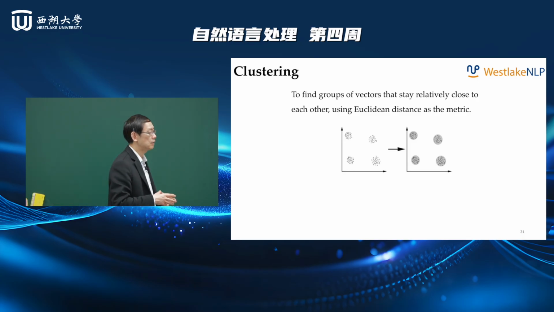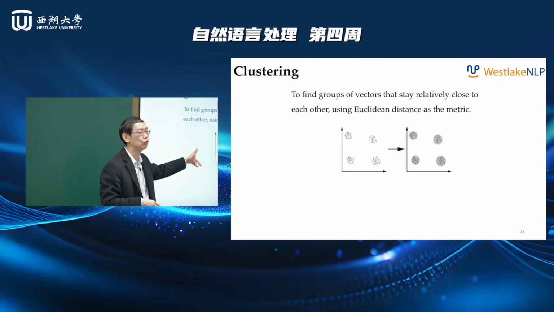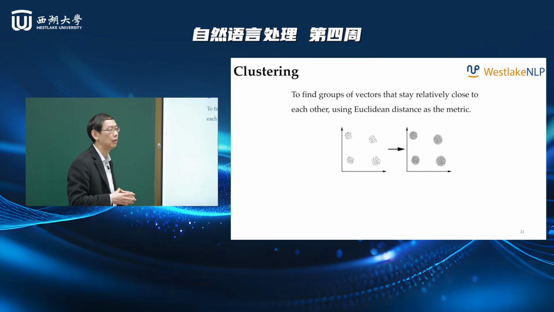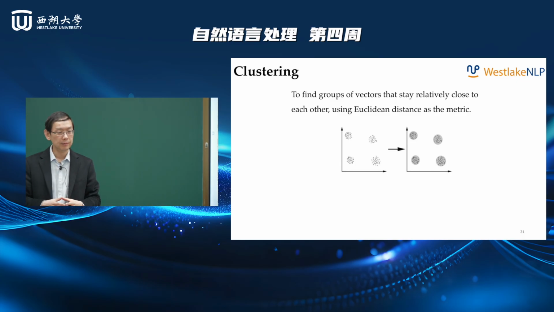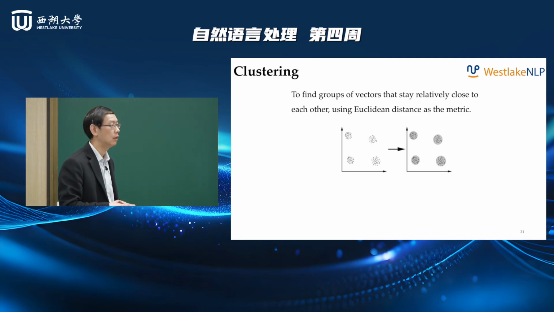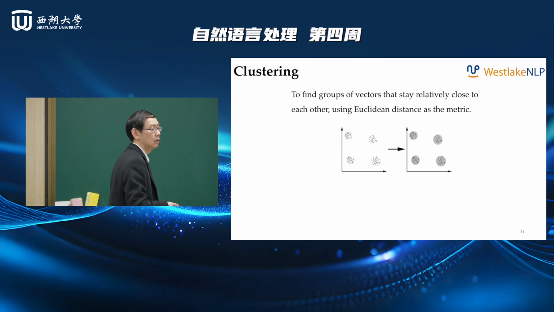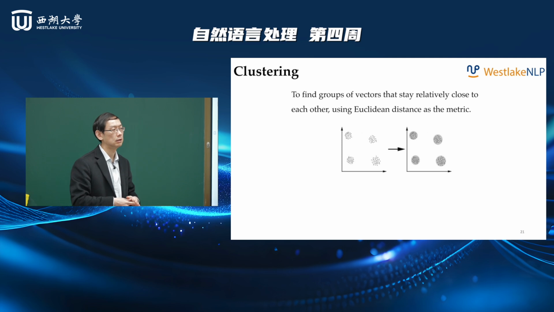So you have a set of documents in the vector space. I reduce the dimensionality to two dimensions to illustrate that, but actually it's very high-dimensional. You can do clustering. You want to put close vectors together into a cluster. So that's the basic idea.